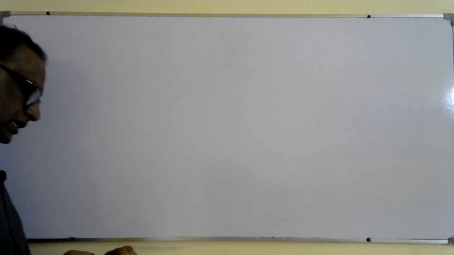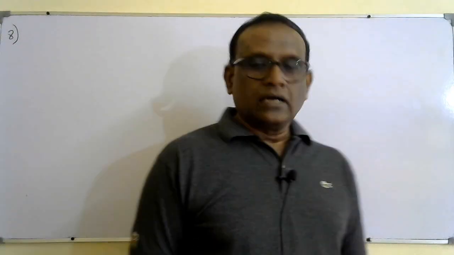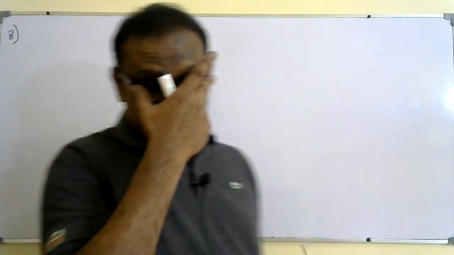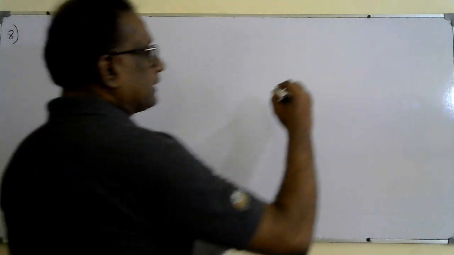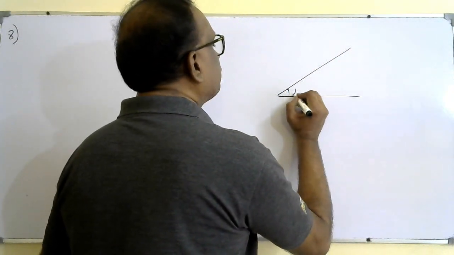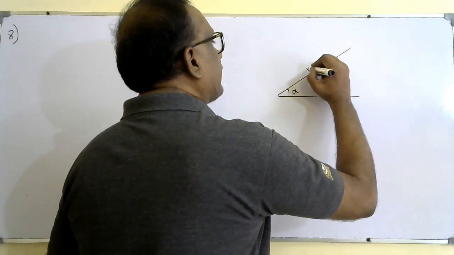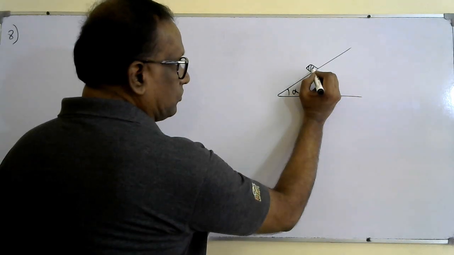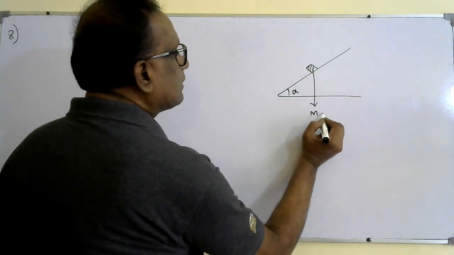Okay, question 8 about motion or equilibrium on an inclined plane. So you must know the theory on an inclined plane. If the slope makes an angle alpha, and there is a small object kept on it, the weight will act vertically downwards, that is mg.